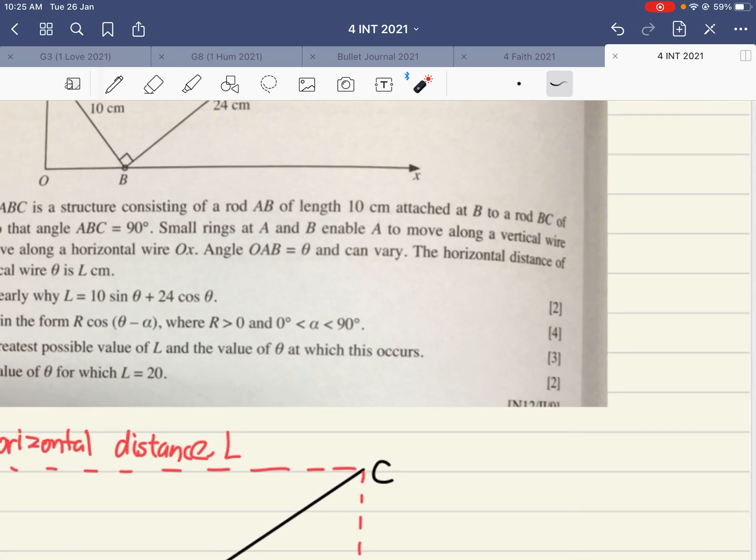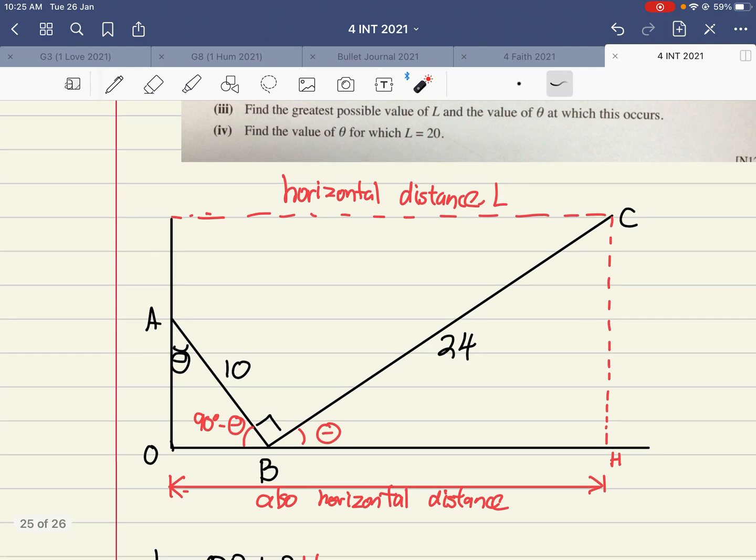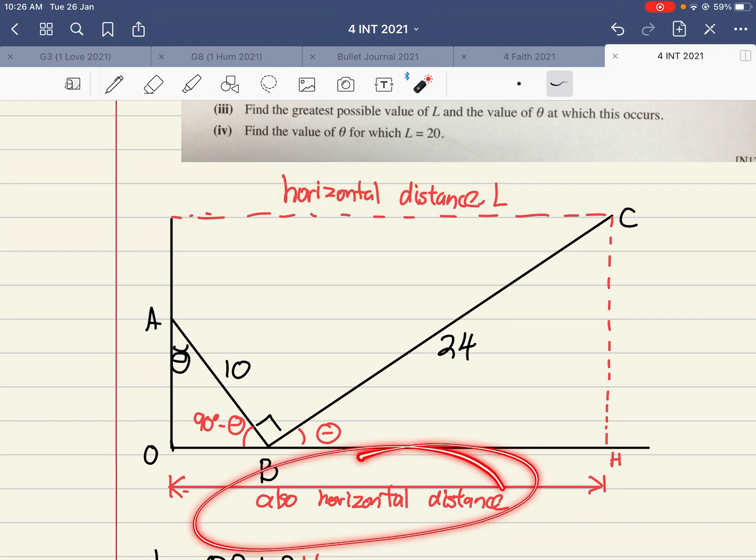I will now move on to question 16. Similarly, what I have done is I've drawn a sketch. If you look at my sketch, it's from the diagram itself. This is the horizontal distance. Then I've also indicated here that this is also the same horizontal distance. Why do I need this?